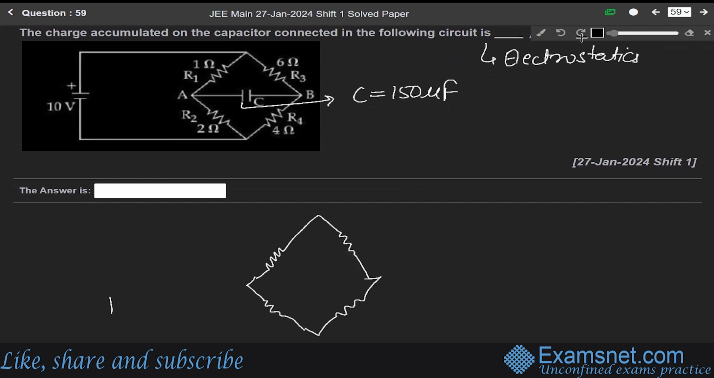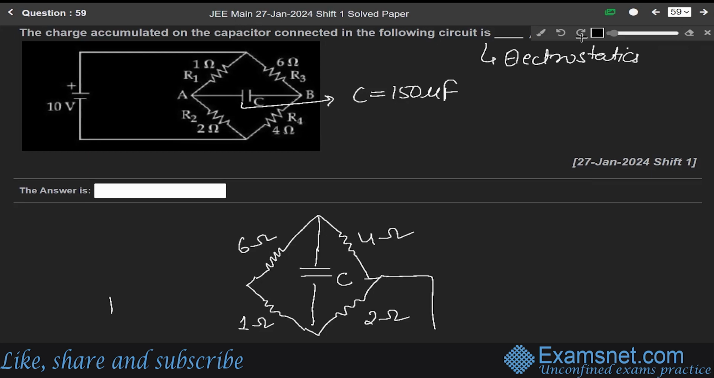Like this, okay? This will be 6 ohm. This will be 4 ohm. This will be 1 ohm. And this will be 2 ohm, okay? Now, this is our capacitor C. We have to find the charge accumulated on the capacitor, okay?